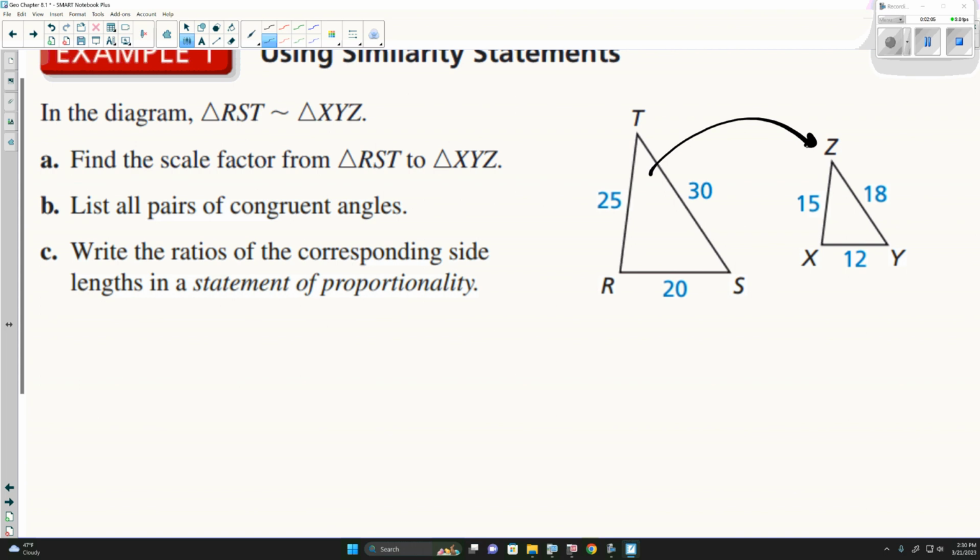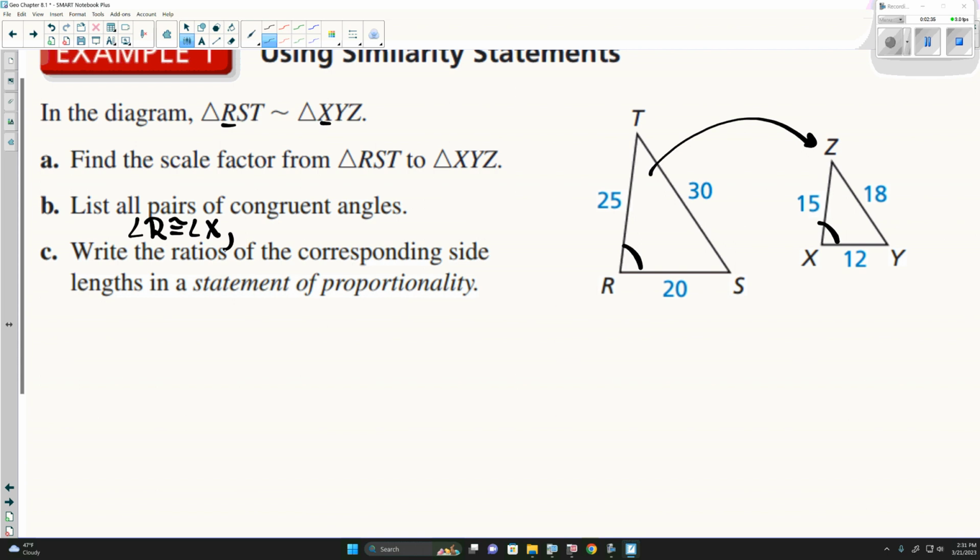So we look at this here, RST, XYZ. Now we could go ABC, but let's find all the pairs of congruent angles first. And again, just like with congruency, they're going to match up. So if we start with R and X first, they are actually going to be congruent. So one of our pairs of congruent angles is that R is congruent to angle X.